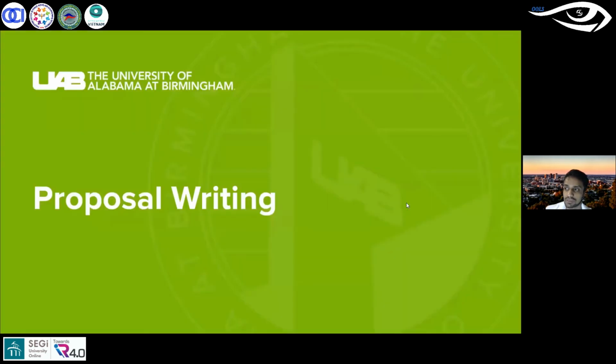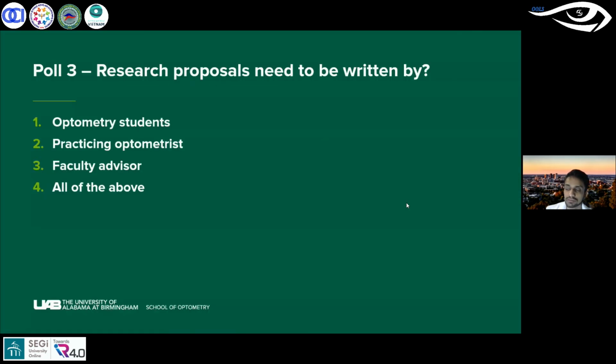The next, I'll quickly go through proposal writing. So this is our next poll as to research proposals need to be written by who exactly, who should be writing research proposals. So majority of them think all of the above must do that, followed by optometry students and practicing optometrist and faculty advisor. So that's the hierarchy.